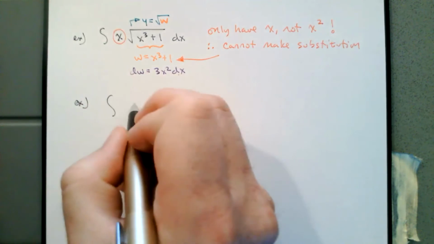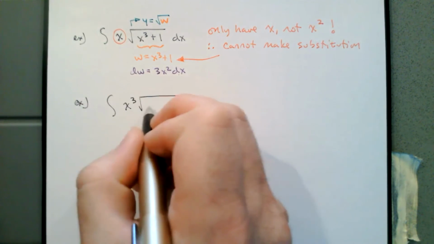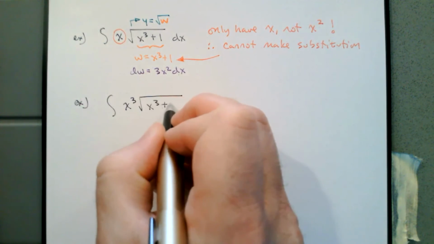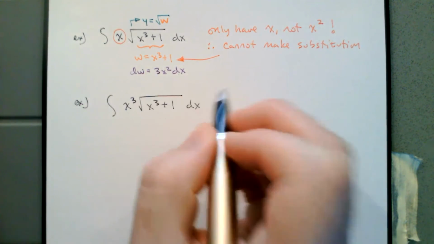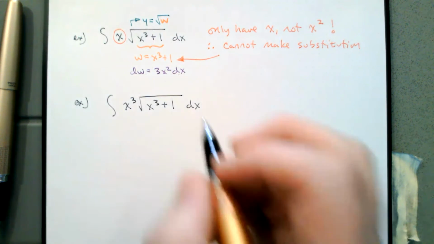Let's suppose that we have too much. Once again, the process starts off the same. We identify an inside and an outside function. Then we check to see if our substitution is going to work by looking for the derivative of the inside.